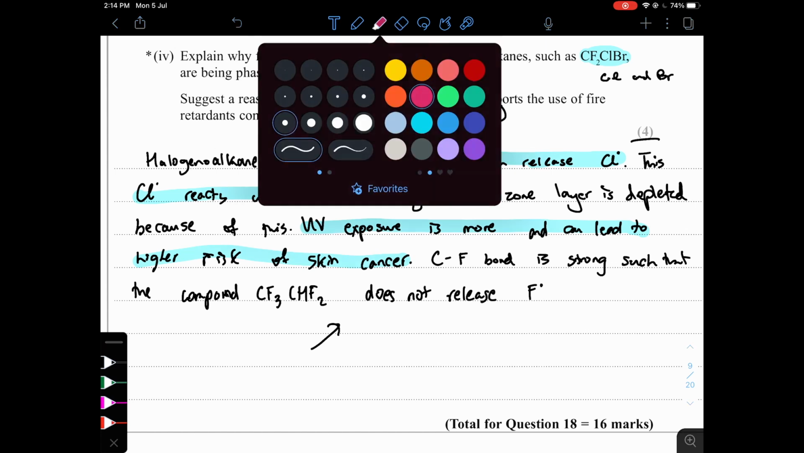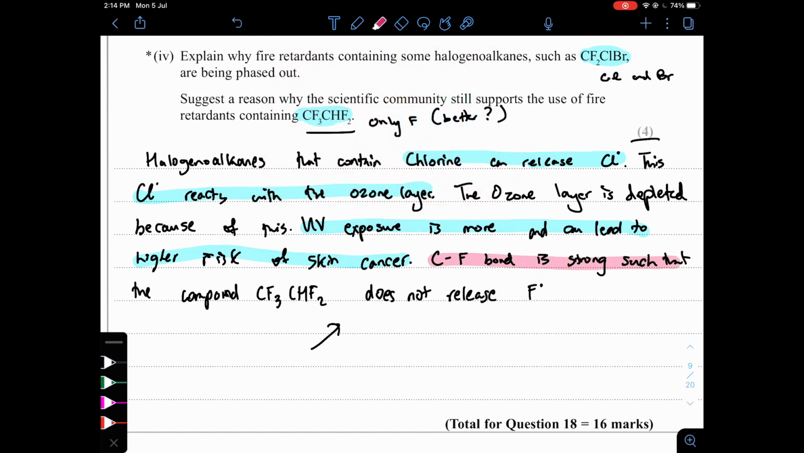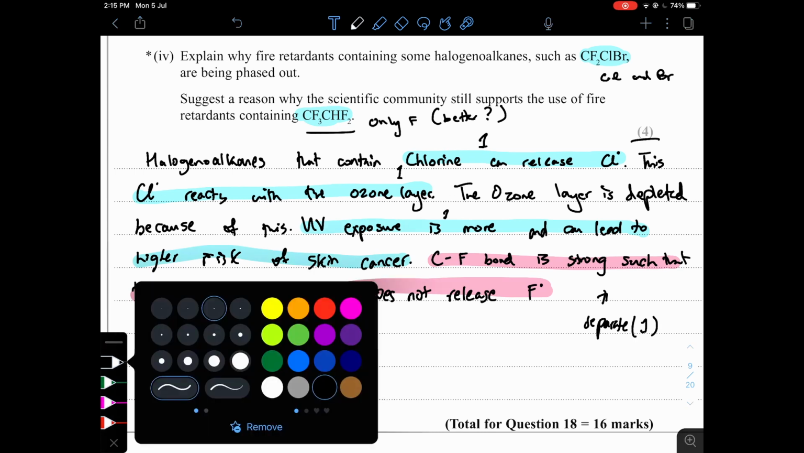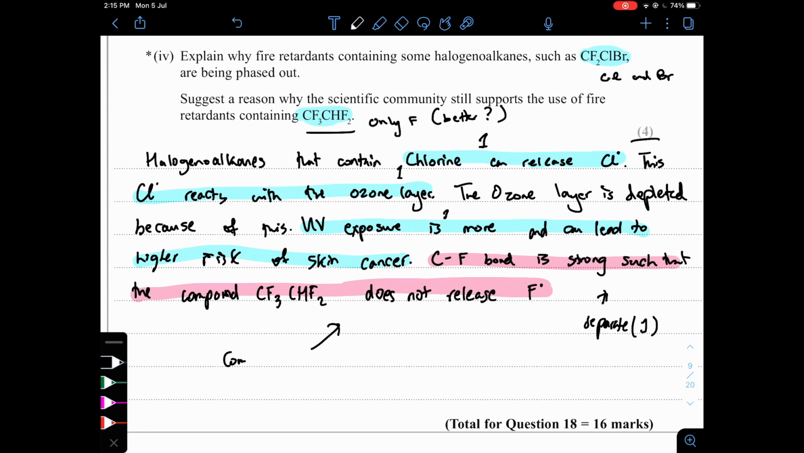Maybe I'll make it in another color. This is very important. So this over here, this is more important. So this is your other mark. So this is 1 mark. This is also 1 mark. This is also 1 mark. This is separate 1 mark. So you need to get this separately. Okay, so you can say this is the comparative. Like, this is important.